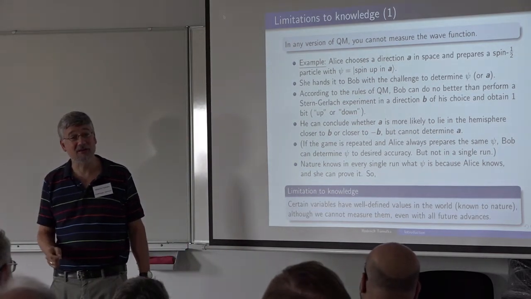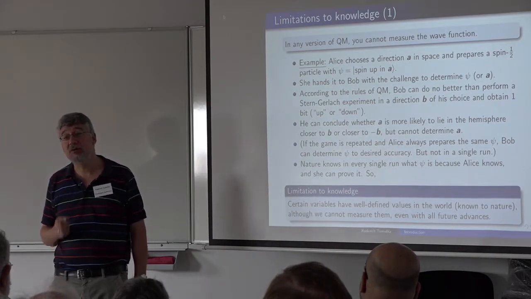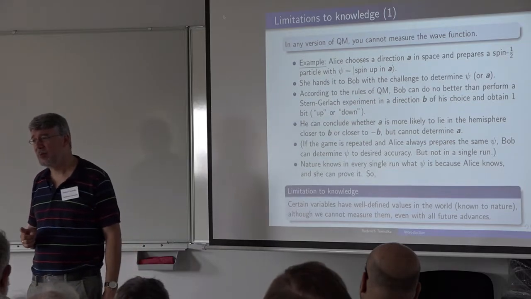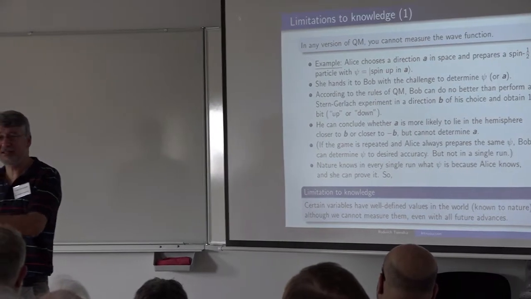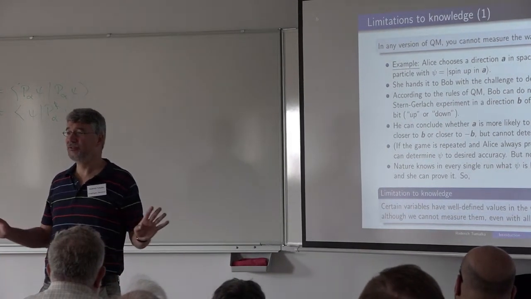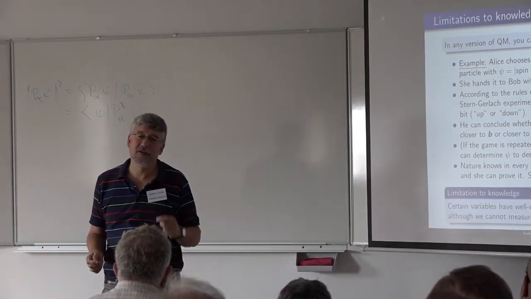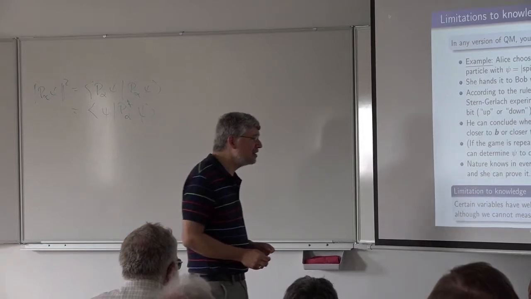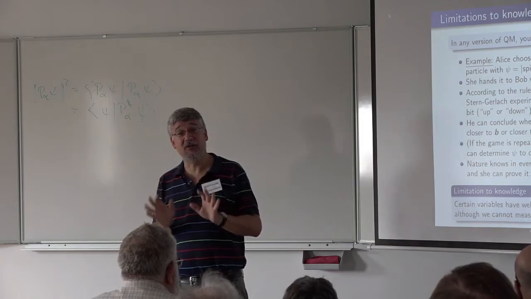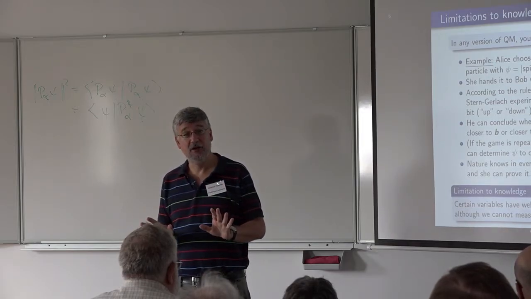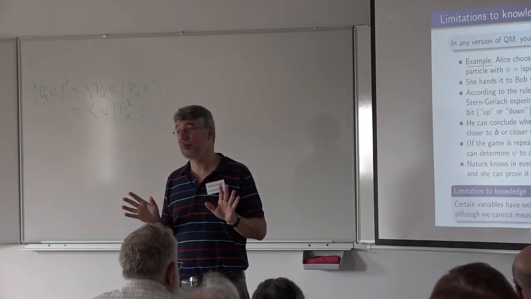And for this single particle, he just cannot measure the wave function. But at the same time, nature knows what the wave function is. For example, because Alice knows. Alice has chosen this direction, prepared this exact spin state. So there's no doubt that there is a fact about what the spin state is in nature. So the conclusion here is that there is some fact out there in the world, in nature, that we cannot discover by doing any experiment whatsoever.